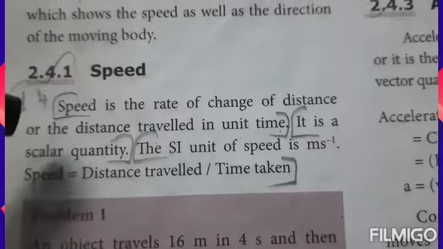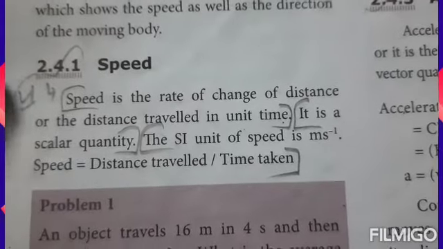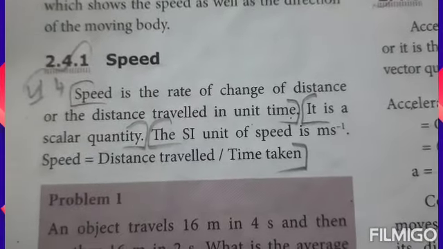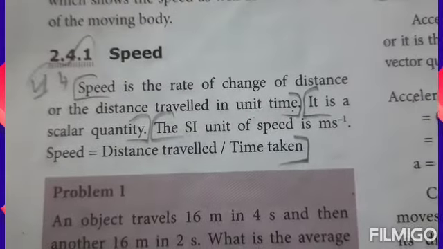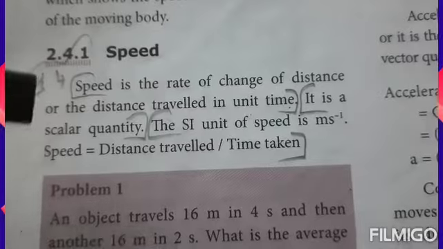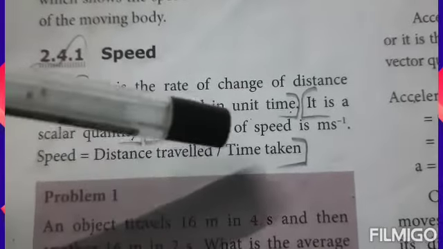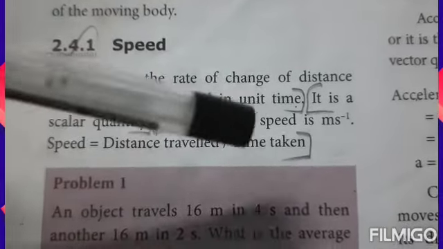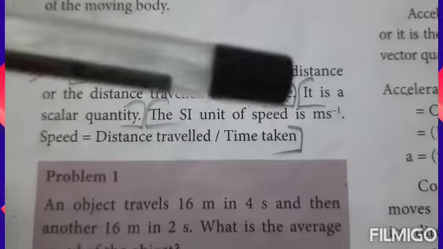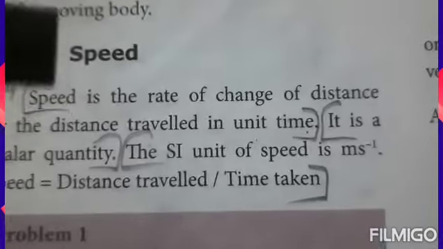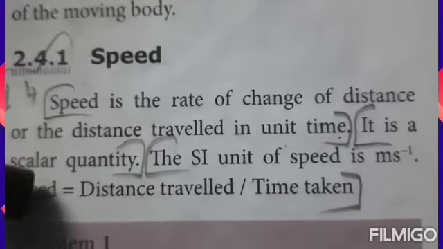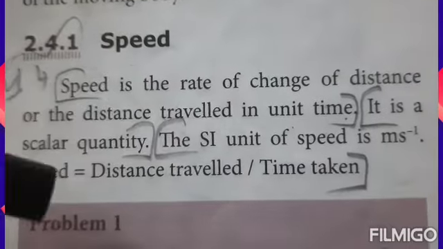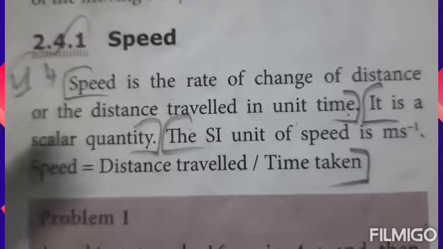The question asks to compare, so draw a tabular column. First write speed. First point, speed is the rate of change of distance. Second point, its unit is meter per second or meter second power minus 1. Third point, it is a scalar quantity. Fourth point, speed is distance traveled divided by time taken. Total 4 points for speed.